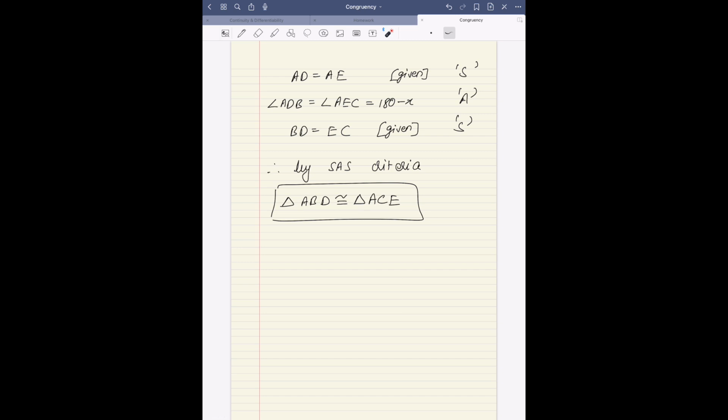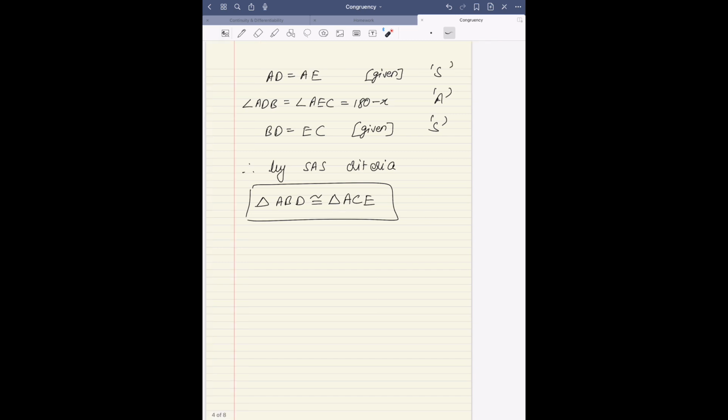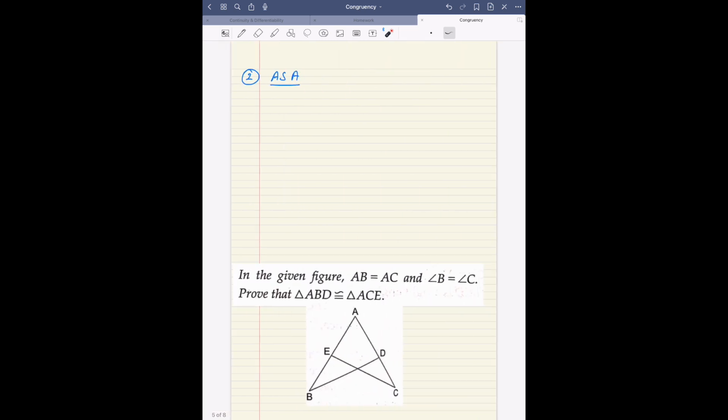This was SAS. So remember, SAS is the first one. The second is called ASA. Just like SAS, this is angle, included side, and angle.